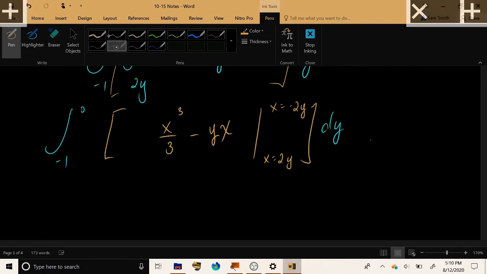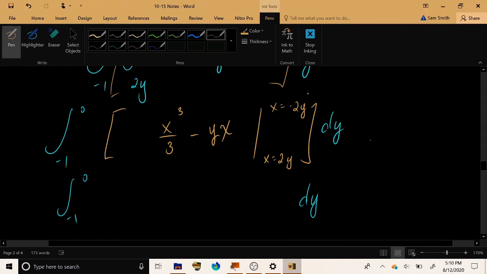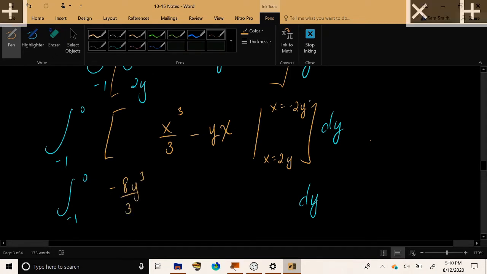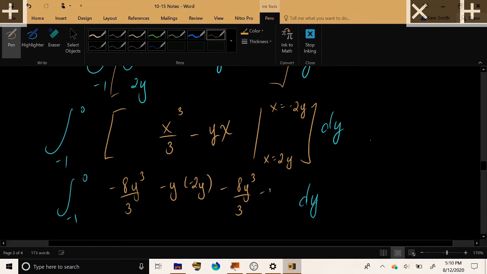Now, still leaving our outermost limits alone. Here is our inner limit. So let's plug in -2y. That cubed would be -8y cubed over 3. X equals -2y. And then let's subtract what we get when we plug in +2y. And then +2y.